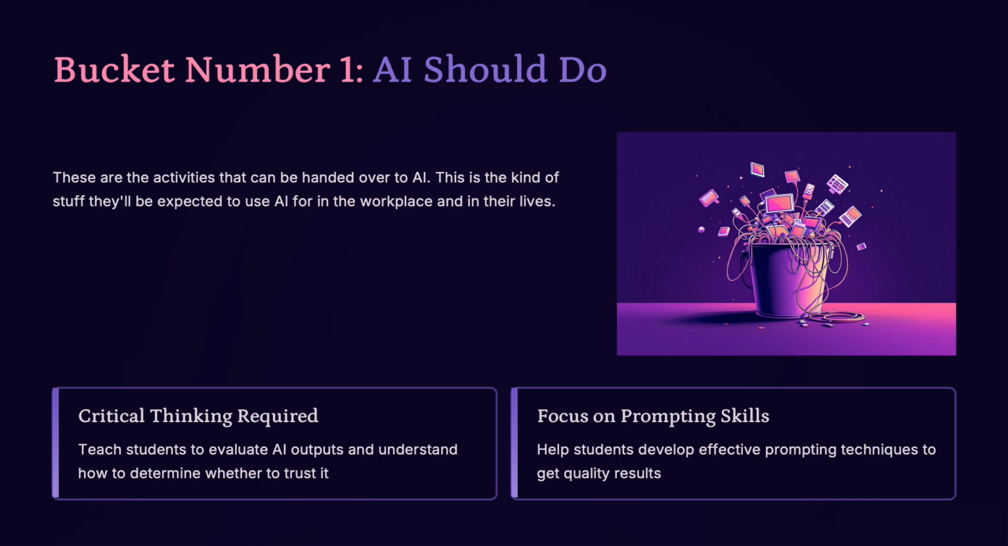So, bucket number 1. This is the bucket of tasks that our students can hand over to AI to do for them. This is the kind of stuff that they're going to be expected to use AI for in the workplace and in their lives. And we need to help our students learn how to craft prompts that are efficient, effective, and get quality results. But importantly, even in this first bucket where they hand the task over to AI, they need to see the importance of critical thinking. They need to be able to evaluate the AI outputs and to understand how they determine whether or not to trust it.